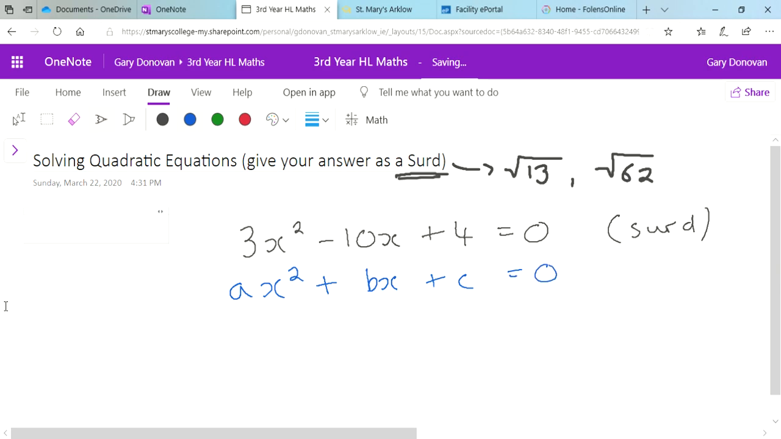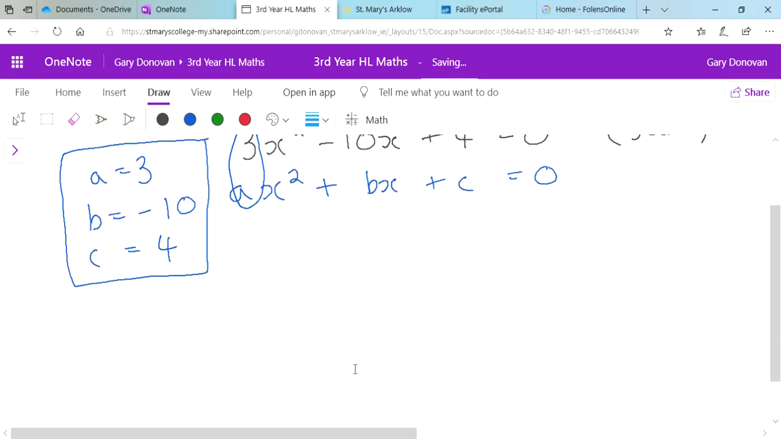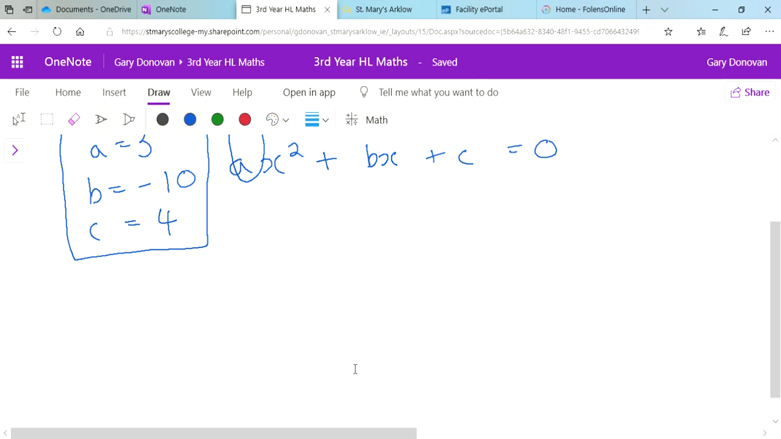So we have to identify what's our a number, which is going to be 3. So a equals 3. Our b number is going to be minus 10, and remember it's really important to include that minus. And our c number is going to be 4. So now we have our a, b and c. We then, as we did before, write down our minus b formula. So this is in your log tables. It's minus b plus or minus square root b squared minus 4ac all over 2a.